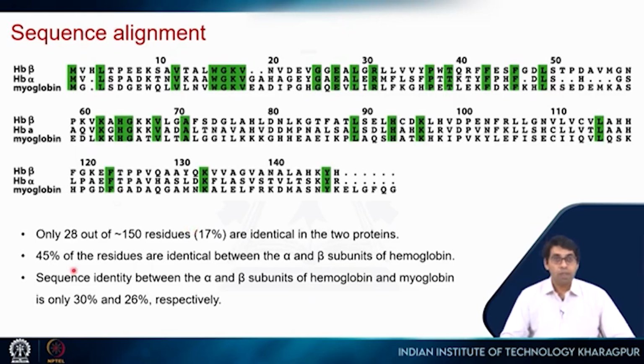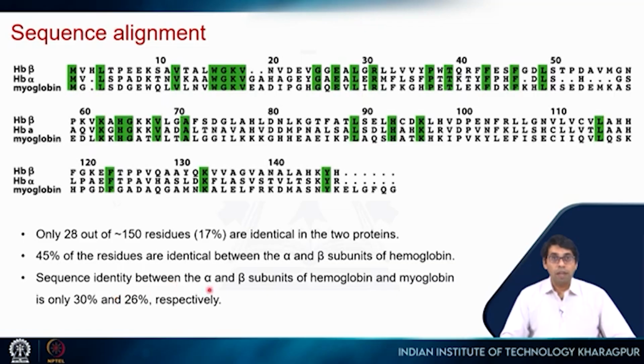Okay. 45% of the residues are identical between the alpha and beta subunits of hemoglobin. So, if we ignore myoglobin and take only these first two, you will get this V, you will get this P, right? You will get this K. So, you will get some additional residues. These two are K, but here it is W. So, it increases from 17% to 45%, but still it is less than 50%, right.